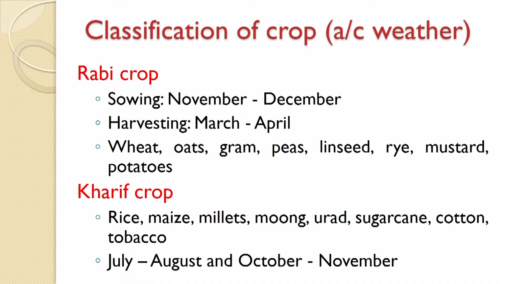In case of Rabi crops, they are actually cold season crops, where they are sown during the months of November as well as December, and they are harvested during March and April. Such crops include wheat, oat, gram, pea, linseed, rye, mustard as well as potatoes.